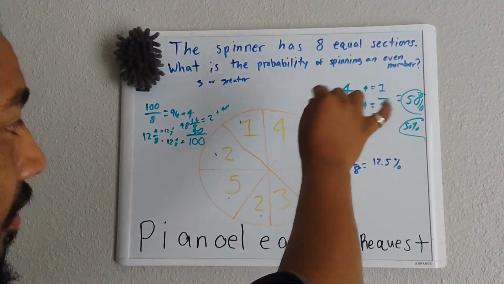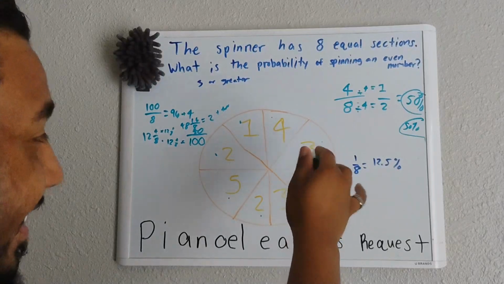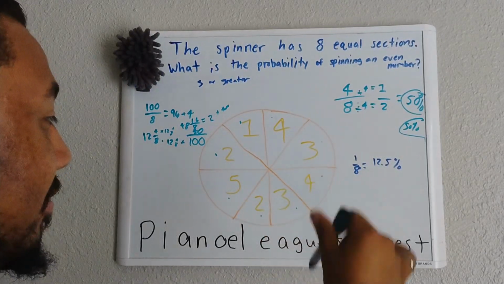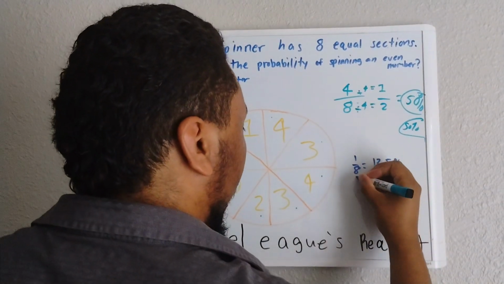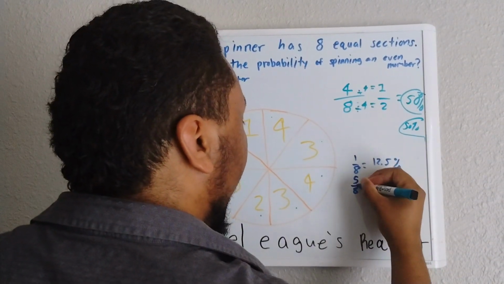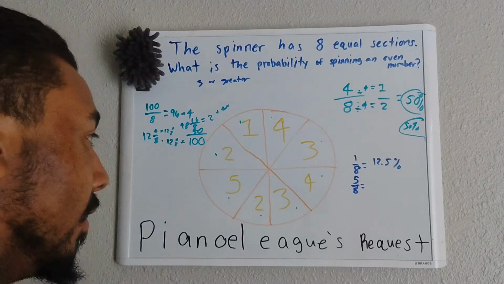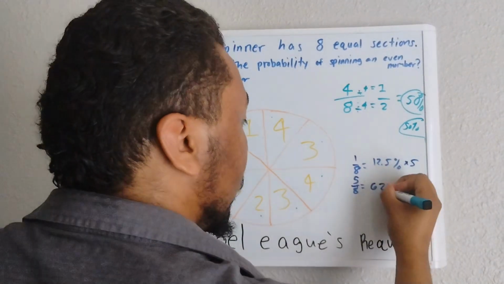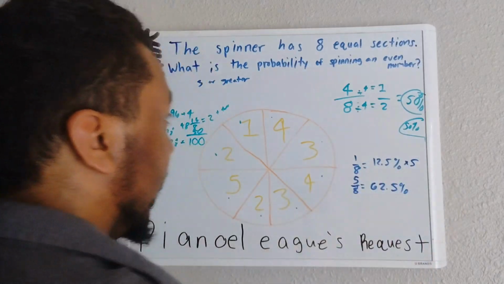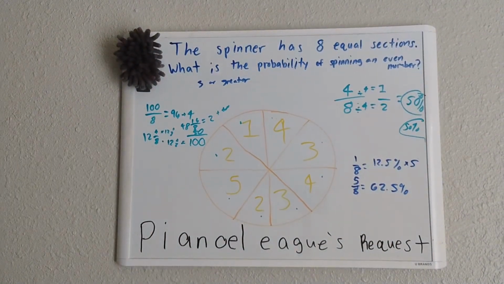4 is greater than 3. This one is a 3. 4 is greater than 3. 3 is a 3. And 5 is greater than 3. So we got 5 over 8. And what I like to do, instead of doing the fraction all over again, you can just multiply 12.5 times 5. And you get 62.5% that it'll roll a 3 or greater.